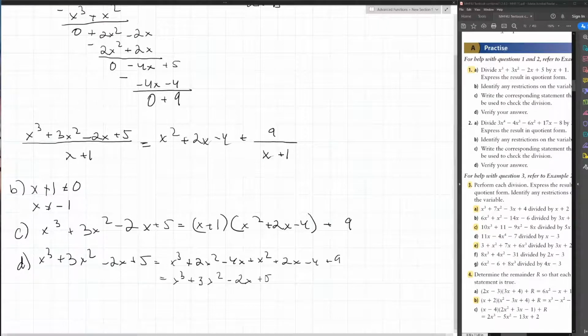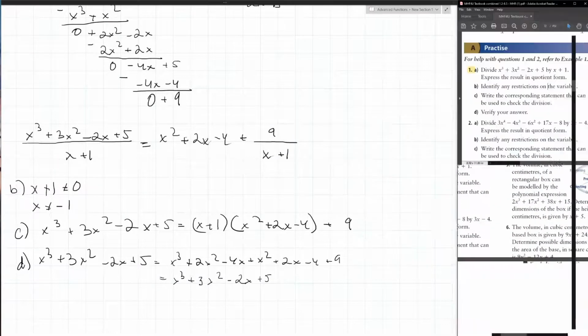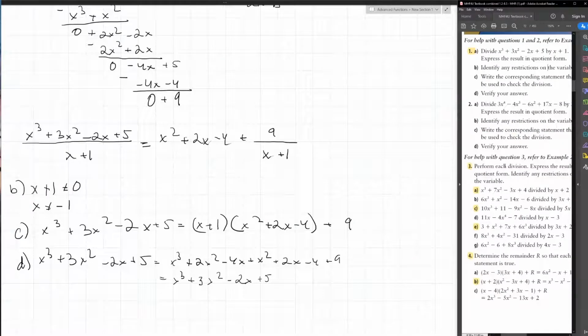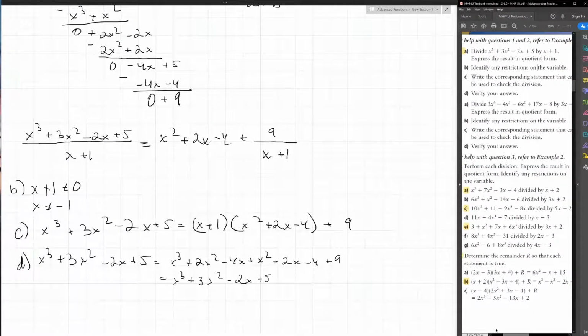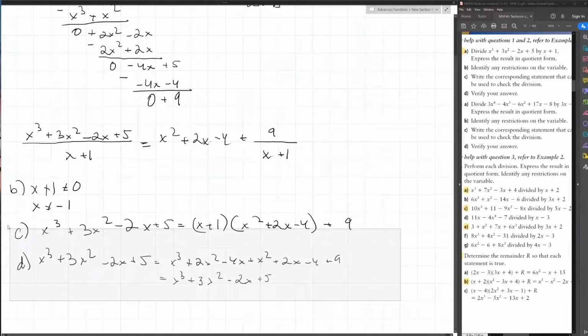Now let's move on to part 3. Actually, we didn't need to do that. Perform each division. Express the result in quotient form. Identify any restriction on the variable. Okay, let's go do that.